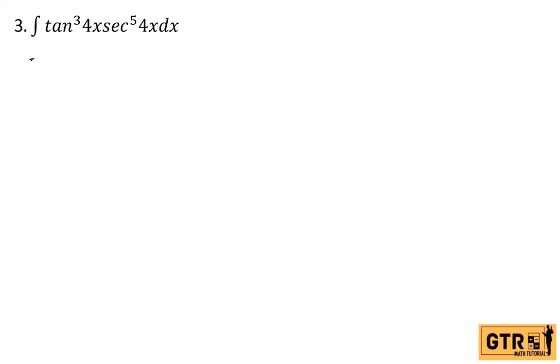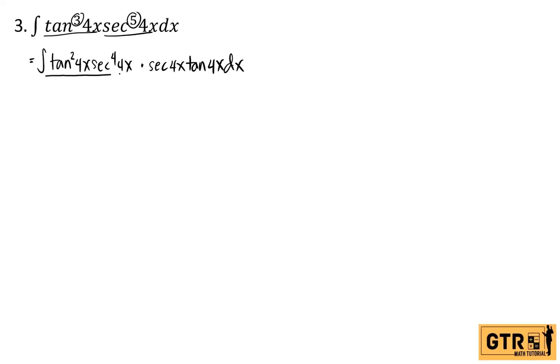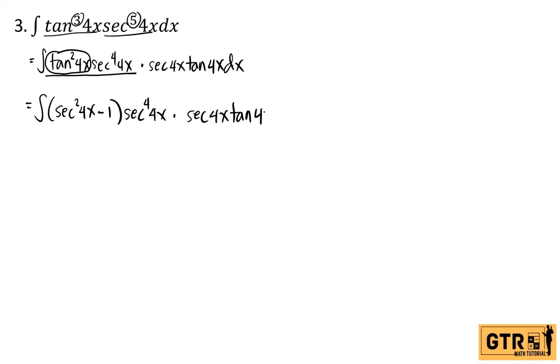For number 3, our first step is to isolate a product of secant and tangent, so just subtract 1 from both exponents. We have the integral of tangent to the 4th 4x... subtracting 1, tangent squared 4x, and secant to the fourth 4x, so that we can isolate secant 4x tangent 4x dx. Next, we want to express this in terms of secant only, so we use the identity: tangent squared 4x is secant squared 4x minus 1, times secant to the fourth 4x, times secant 4x tangent 4x dx.